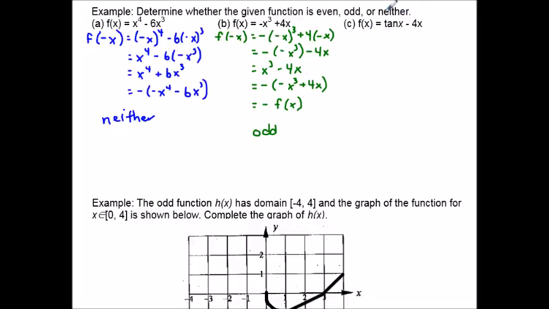The last question is a little trickier because it has another one of these trig functions in it. So we're going to start setting it up the exact same way as every other by plugging in that negative x.